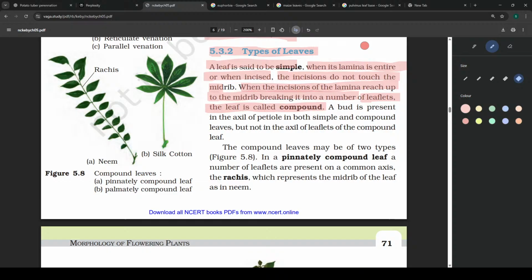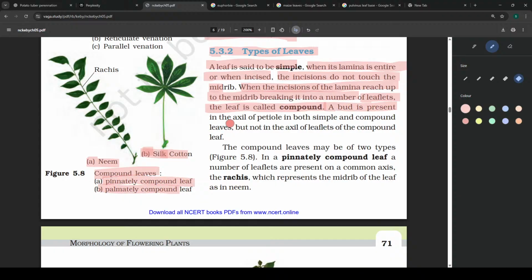But if there are incisions of the lamina dividing a single leaf into many leaflets and a rachis, it is called a compound leaf. It is breaking a single leaf into many leaflets. In case of neem, if we see compound leaves, these both are compound leaves because it is a single leaf but broken into many leaflets. In case of this as well, this is silk cotton, this is a palmately compound leaf, and this is a pinnately compound leaf.